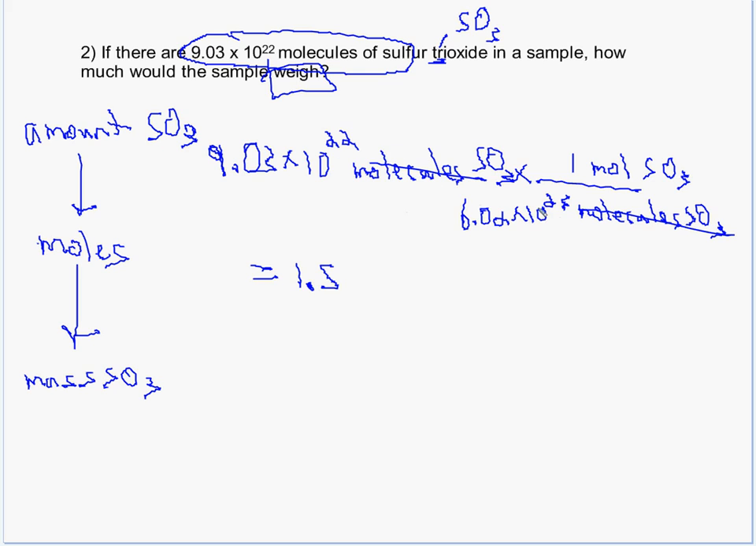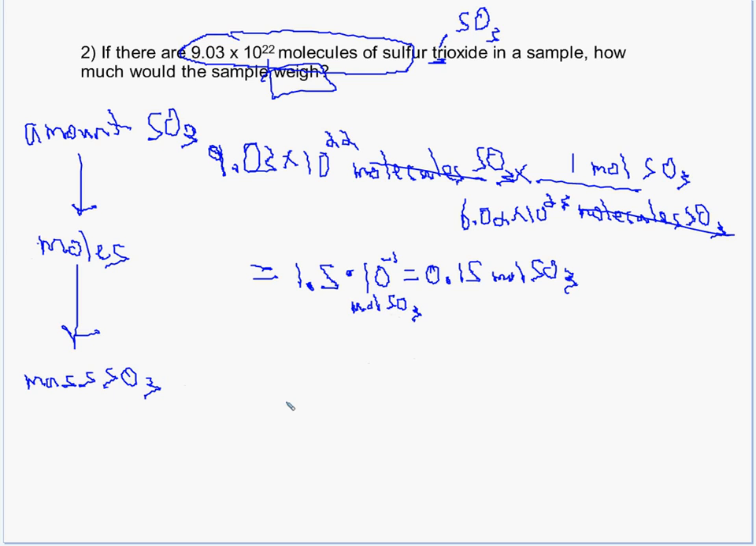And then 10 to the 22 divided by 10 to the 23 is actually 10 to the negative 1. So this is actually 0.15 moles of SO3. You could leave it in scientific notation if you wanted. It's fine. Let's not forget the units on this guy too.